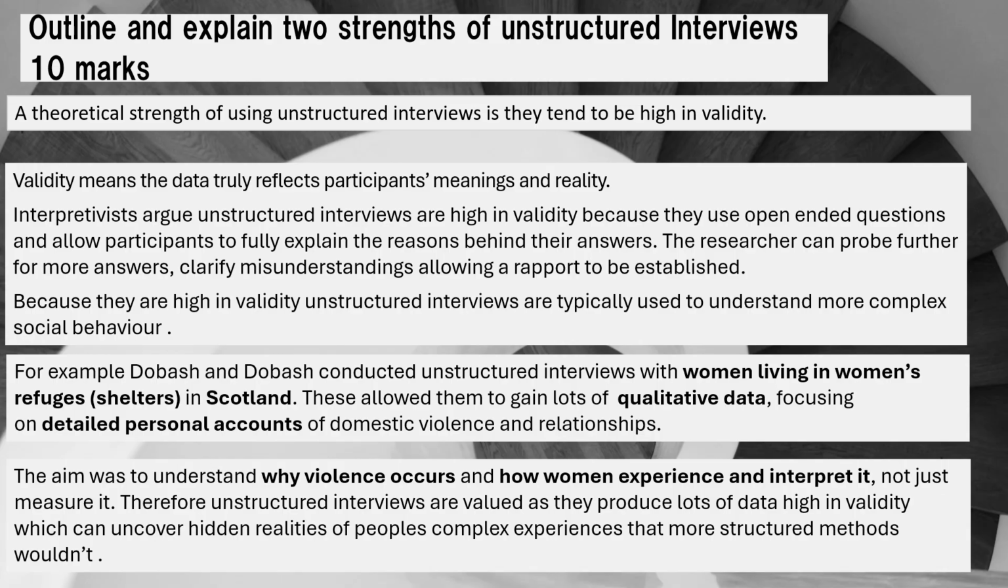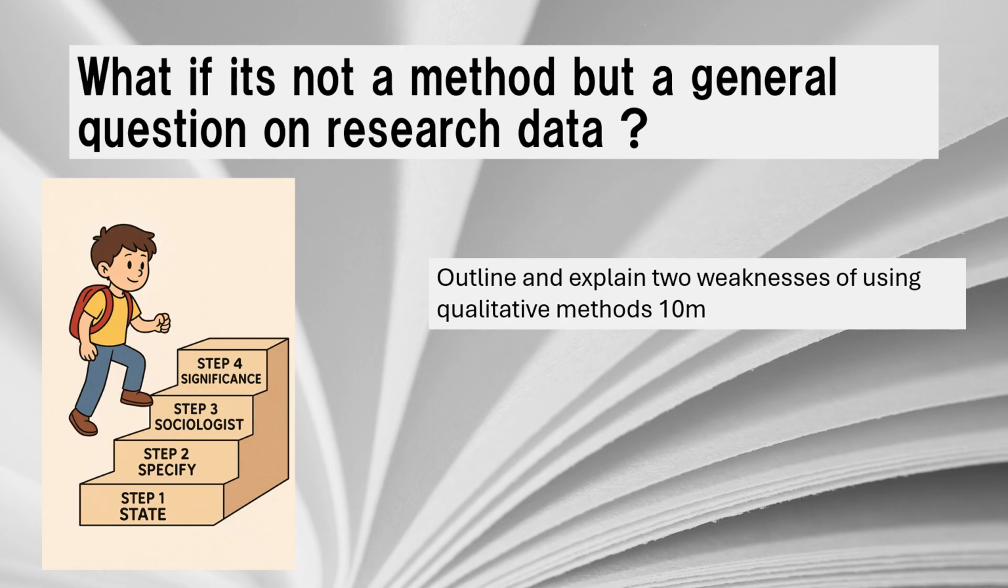That is your outline and explain 2, whatever the method comes up, your 4-step process to get into the top band. Now, the next part of the video is what happens if it's not a straightforward method, but much more of a general question or research data. Let's have a look at applying the 4-step process to that. So again, this is a typical question that throws students because a method hasn't come up, it's just very general kind of data. So what happens if this comes up?